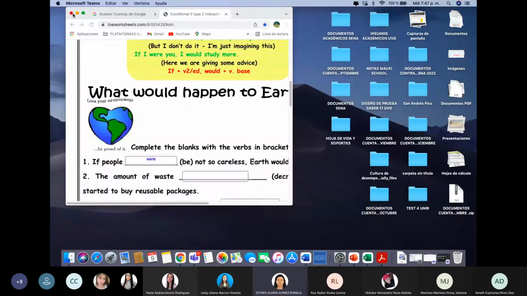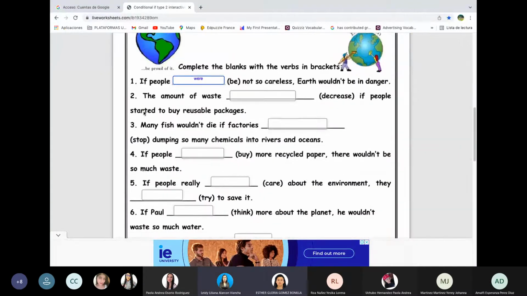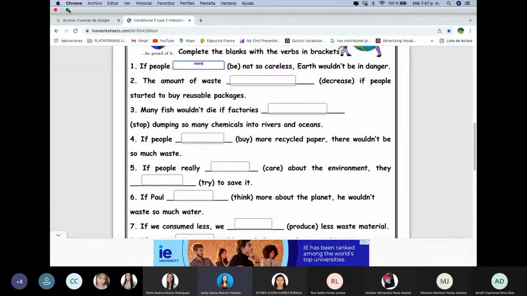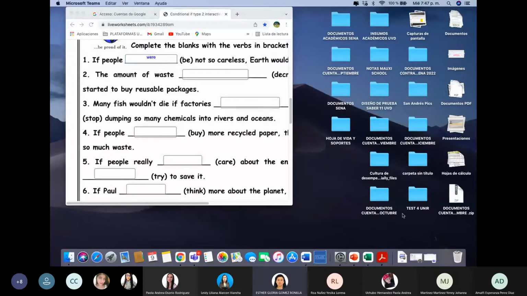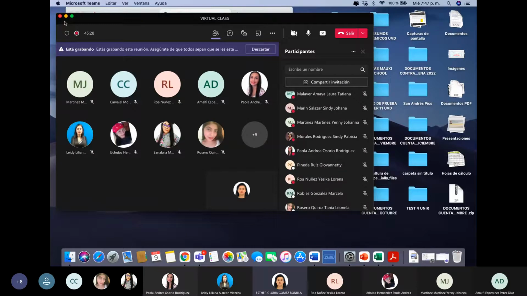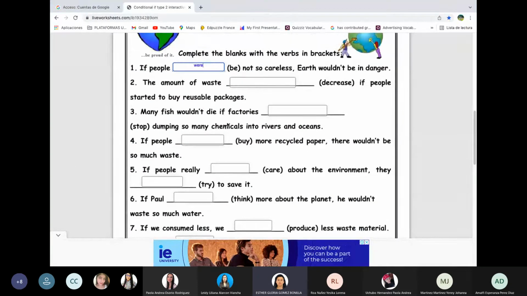Okay, very good. So, can you please read the first conditional sentence? Who wants to read the first conditional sentence? Remember that we are going to practice pronunciation. If people were not so careless, Earth wouldn't be in danger. Who wants to repeat the conditional sentence?